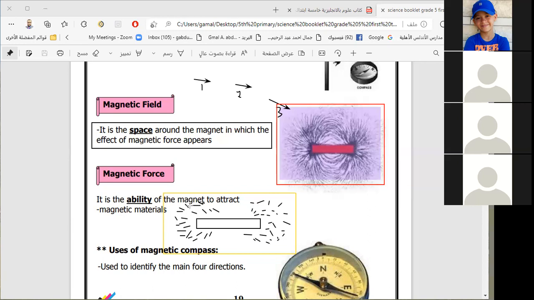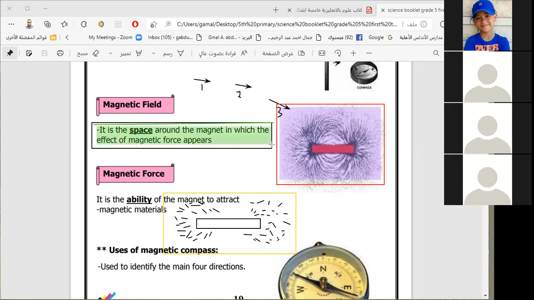So what is meant by magnetic field? No, the magnetic field is the space or the area around the magnet in which the attraction force, or the effect of the magnet, appears. Be careful. Again, can you define magnetic field? Magnetic field is the space around the magnet in which the effect of magnetic force appears.